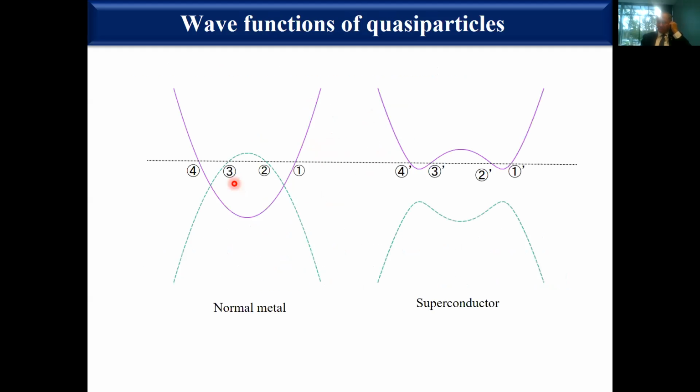So let's look at the possible wave functions. In the normal metal, if we fix the energy, there are 4 kinds of wave solutions. And in the superconducting region, also, if we fix the energy, there are 4 solutions. Okay, so then let's go to the next slide.